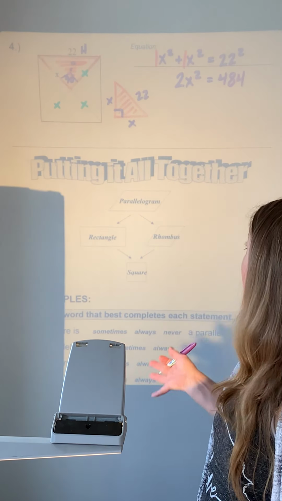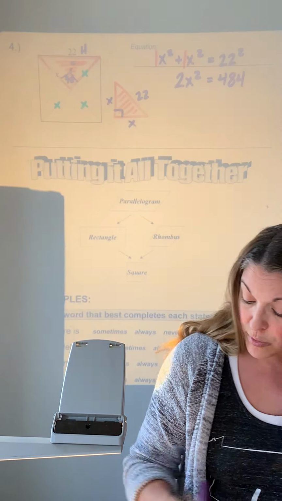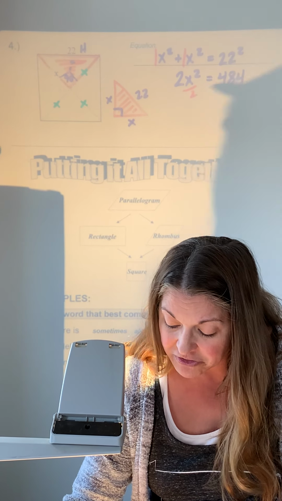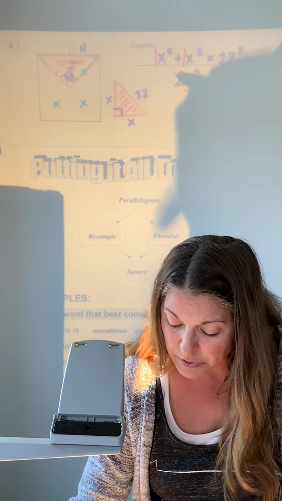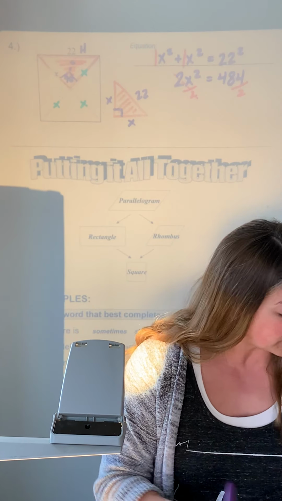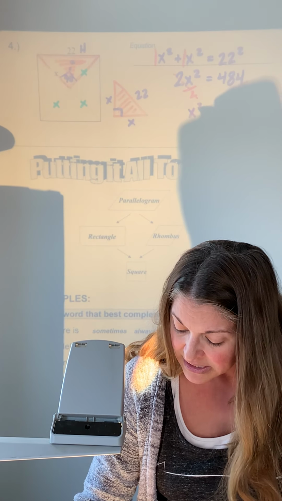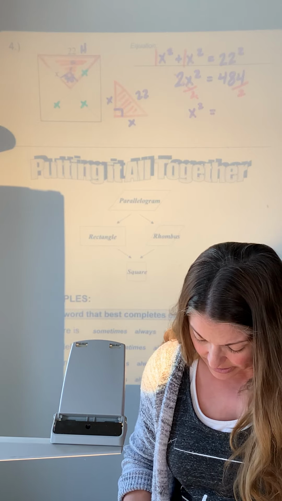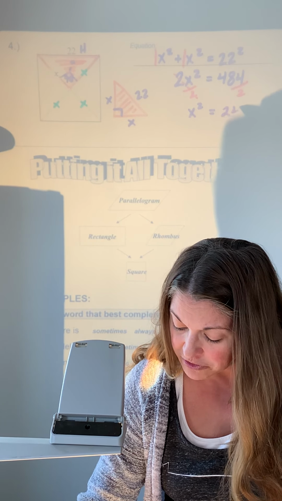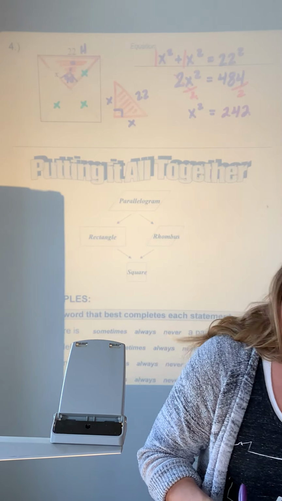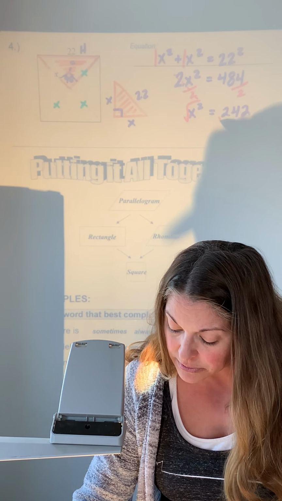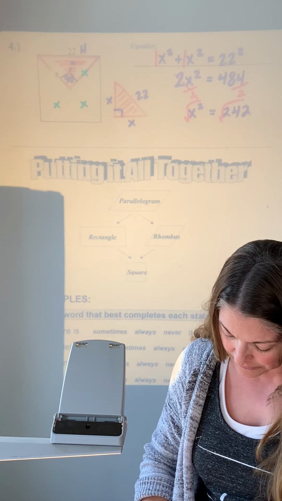Now before I can go ahead and square root though, I've got to get rid of this coefficient first. So we're going to divide both sides by 2. We've done problems similar to this. This will be x squared equals 242. And now we will square root to get x alone.